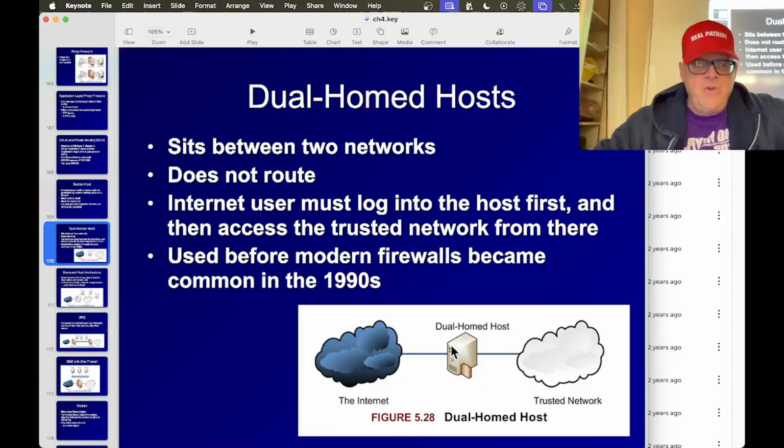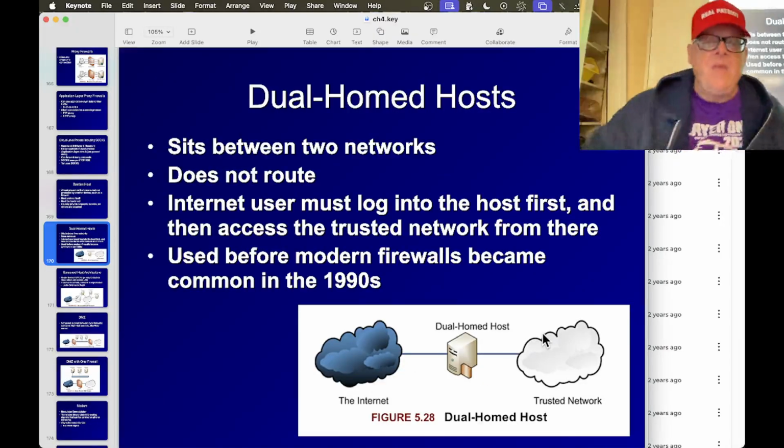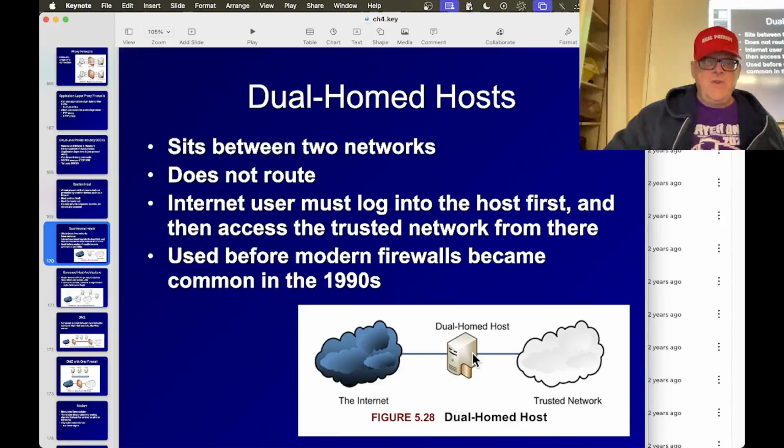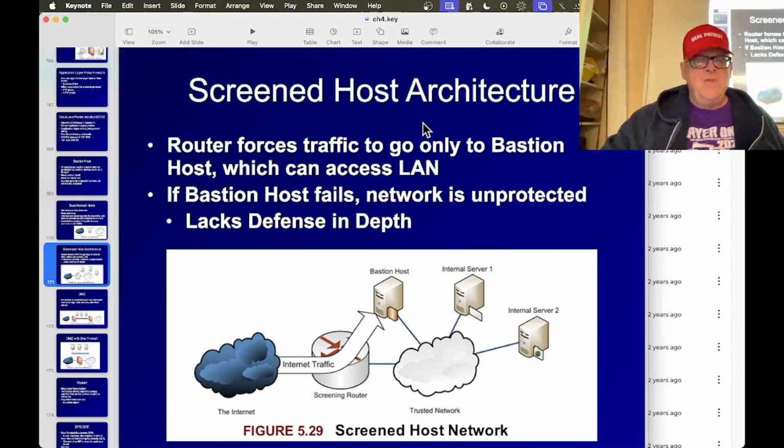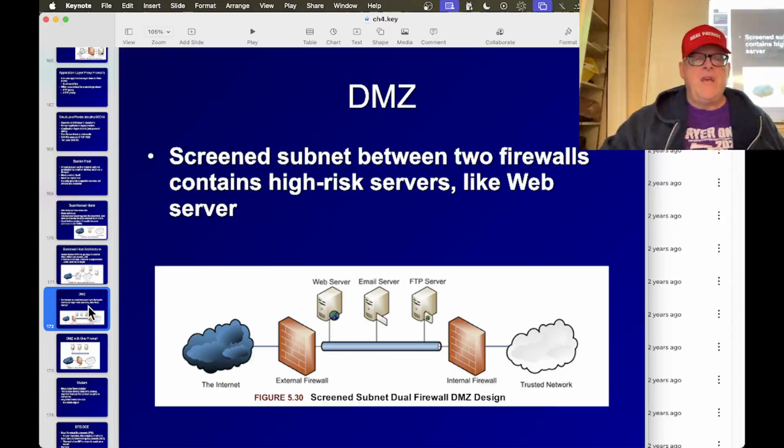So dual homed hosts sit between two networks, and you have to log into the host first, and then you can access the trusted network from there. This is a really old technique, probably not common anymore. Screened hosts, another way: a router forces traffic to go to the bastion host, which can access the LAN. And if the bastion host fails, the network is unprotected, so that's one old technique.